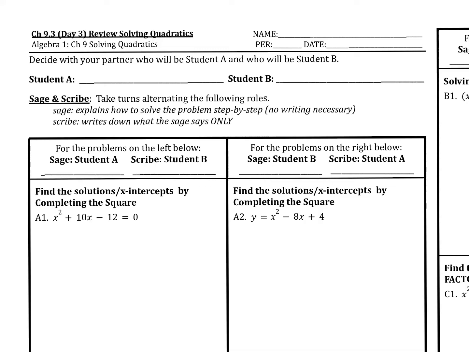Chapter 9.3, Day 3, reviews solving quadratics. Quadratics are the equations where you have x squared. The degree of the equation is 2. So anytime you have an exponent of 2, it means you're talking about quadratics. Solving means you're going to find the unknown variable. In this case, the unknown variable is x.